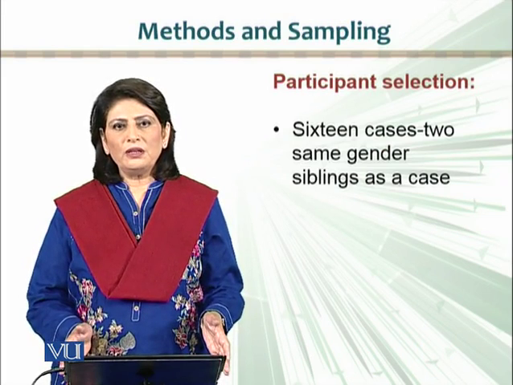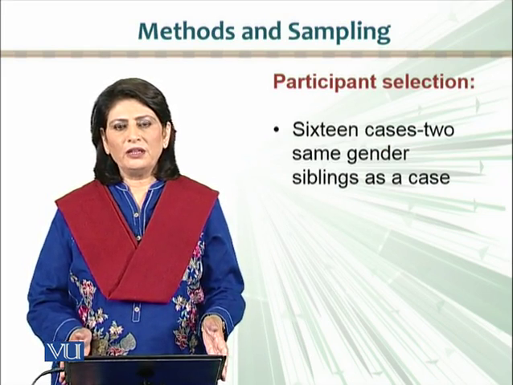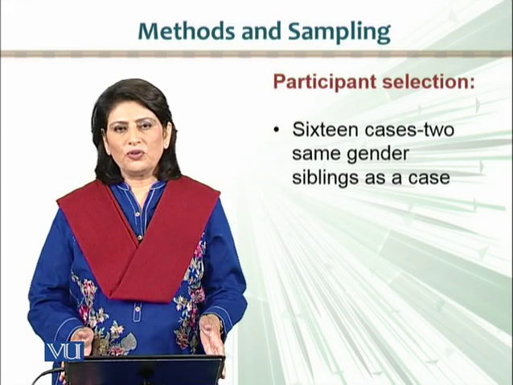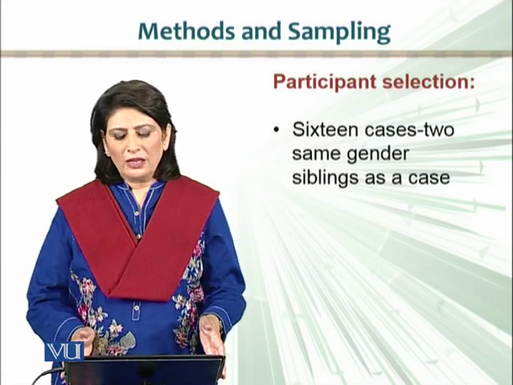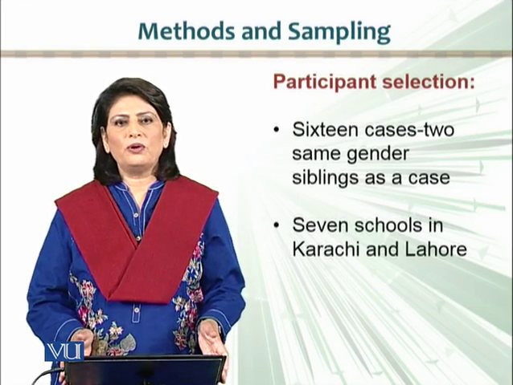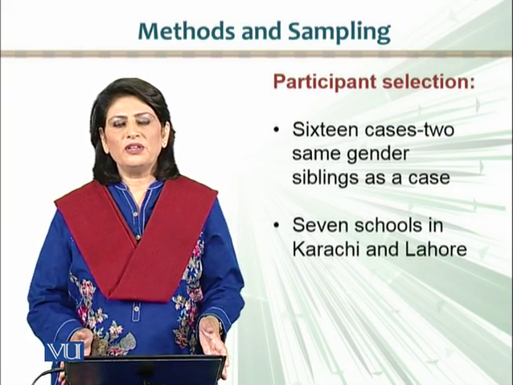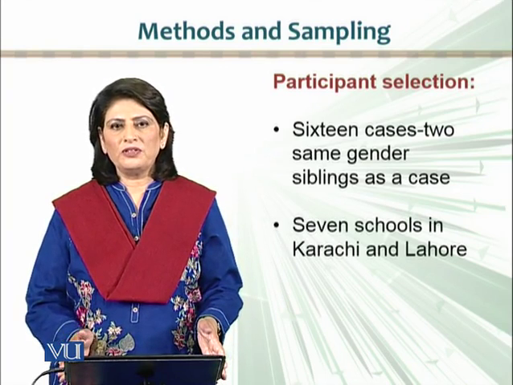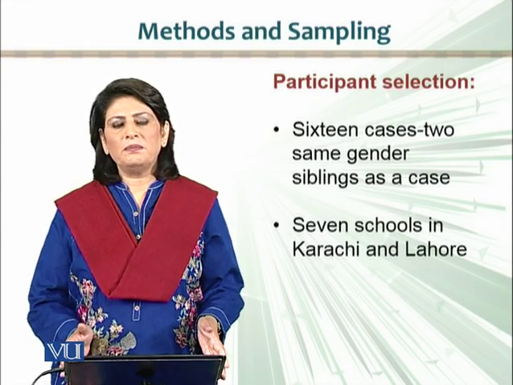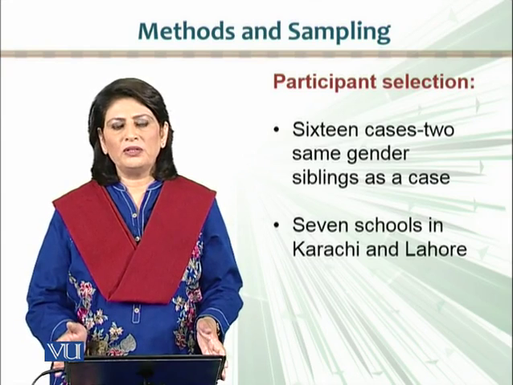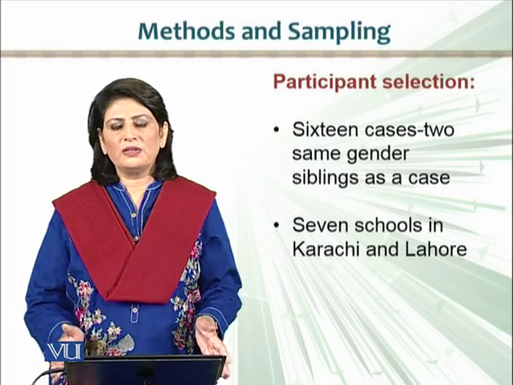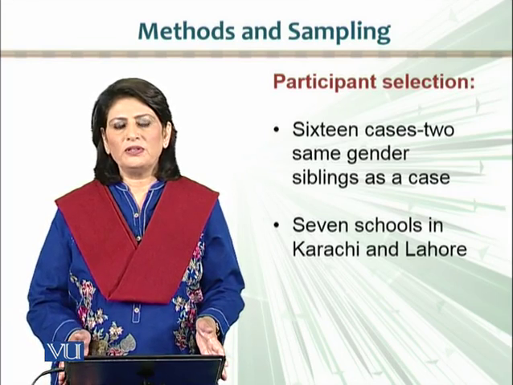We chose 16 cases. This was a case study design. It was generally a qualitative study. 16 cases were chosen from Punjab and Sindh, from 7 schools. Each case actually comprised 2 siblings. One of the siblings was in the last year of the matriculation exam, and the other sibling had to be 5 years apart, who had graduated from the same school but was 5 years older than this sibling.